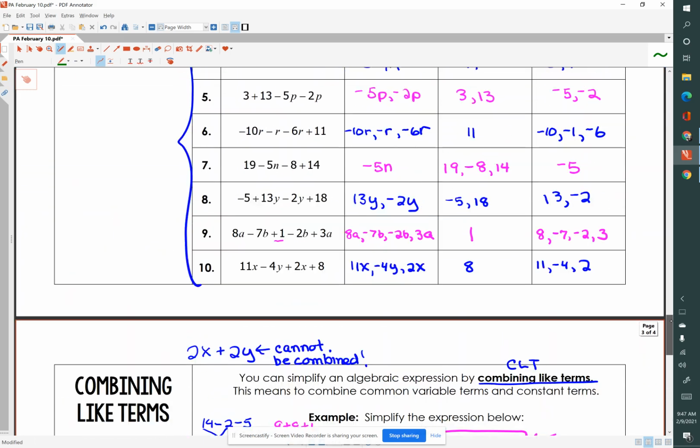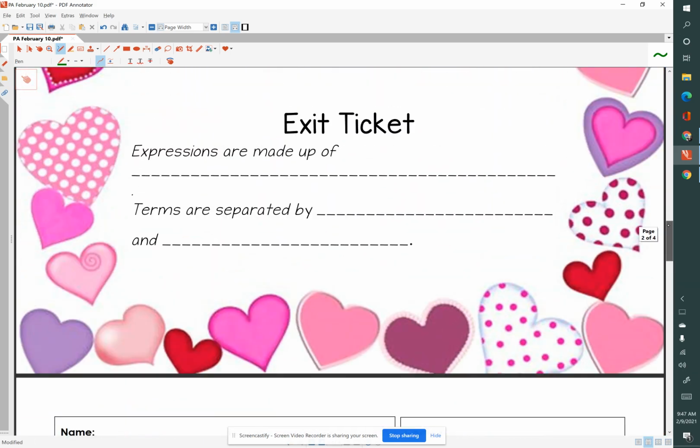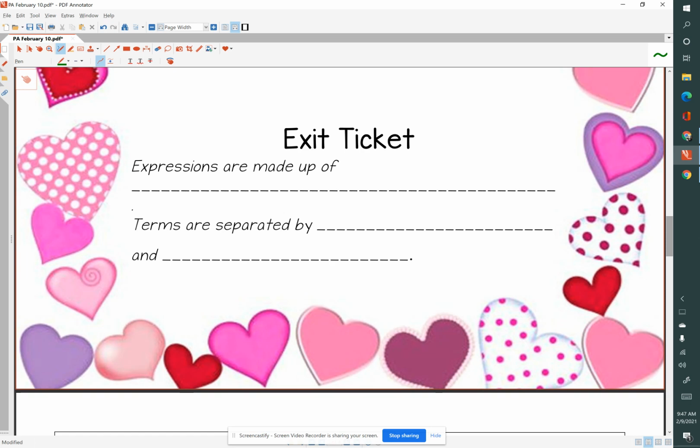Let's go back to our exit ticket. Expressions are made up of what? So there's 3 things. They're made up of variable terms, they're made up of constant terms, and coefficients.